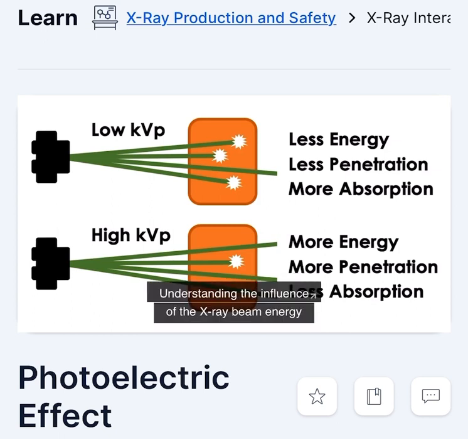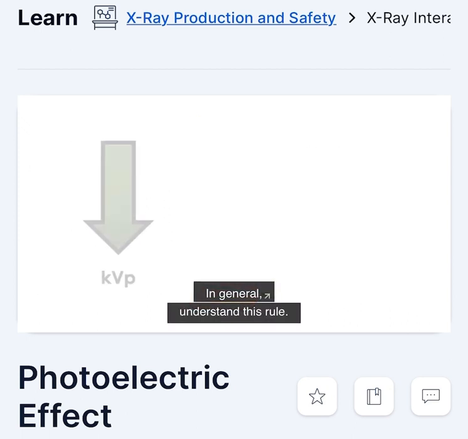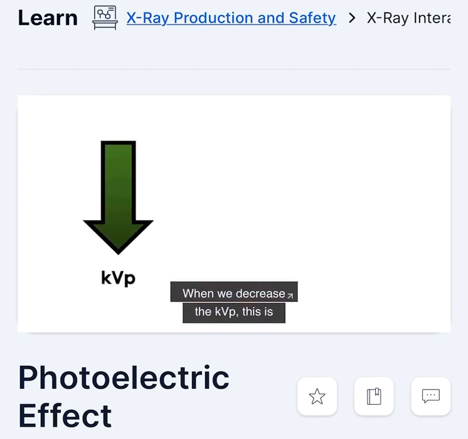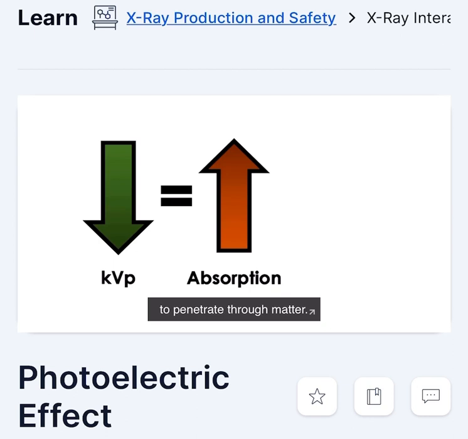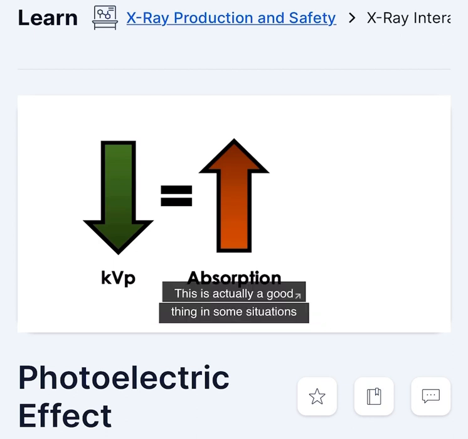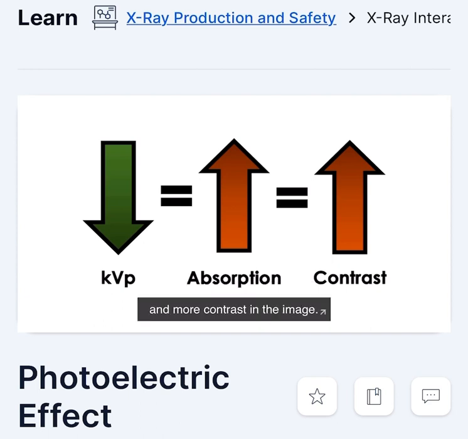Understanding the influence of the X-ray beam energy is really important. In general, understand this rule. When we decrease the kVp, this is going to result in an increase in the amount of photoelectric absorption taking place. Photons just don't have enough energy to penetrate through matter. This is actually a good thing in some situations because it increases the contrast in our image. So decreasing kVp results in more photoelectric absorption and more contrast in the image.